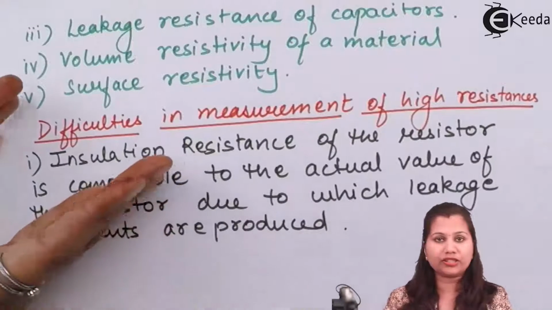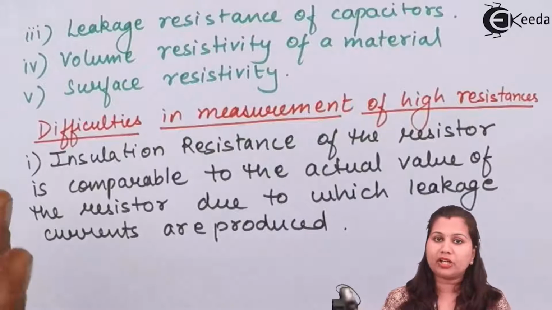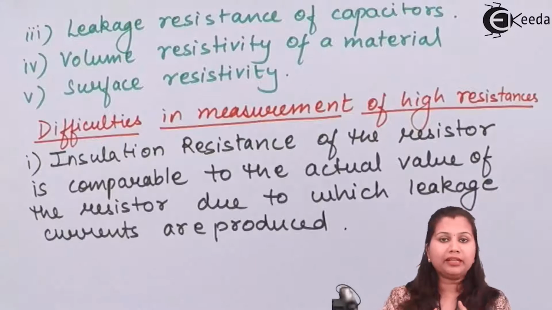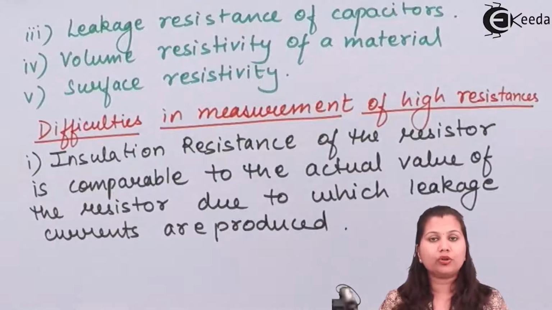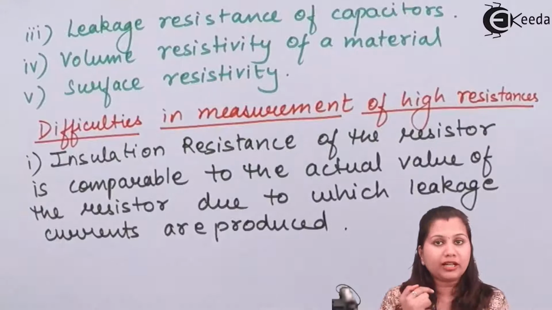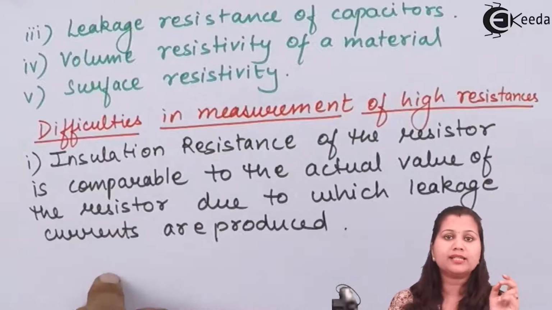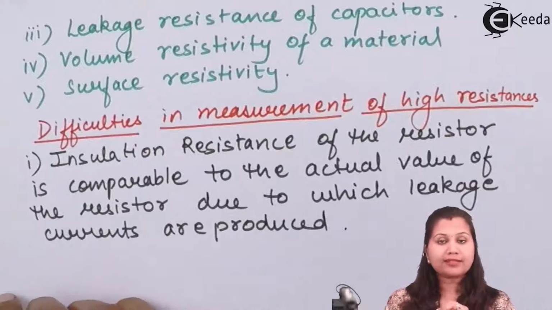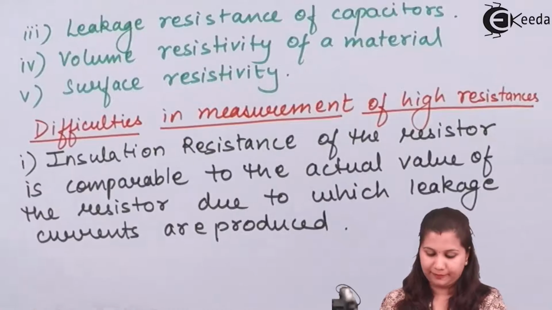Because the insulation resistance and the actual resistor are of the same value, leakage current will be produced, and the ammeter which is connected in the circuit is going to measure the current, which will be the leakage current as well as the current flowing through the resistor. So the value of the measured current and the measured resistance will both be affected due to this problem. That is the first difficulty which is faced in the measurement of high resistances.